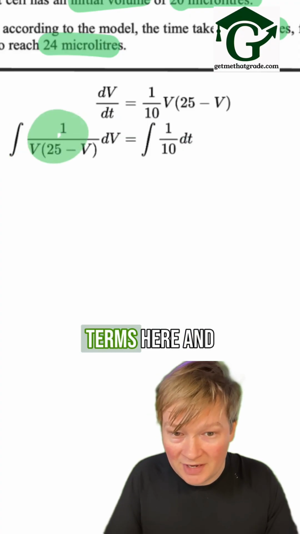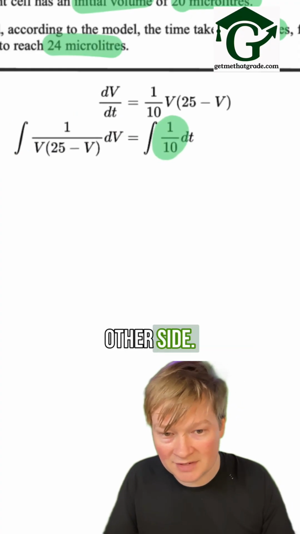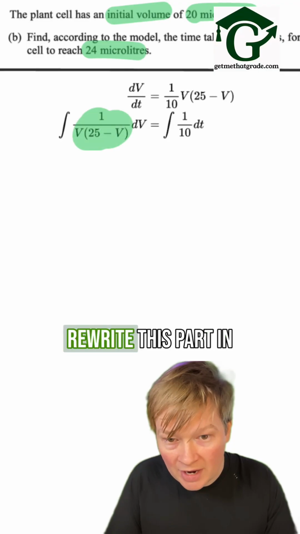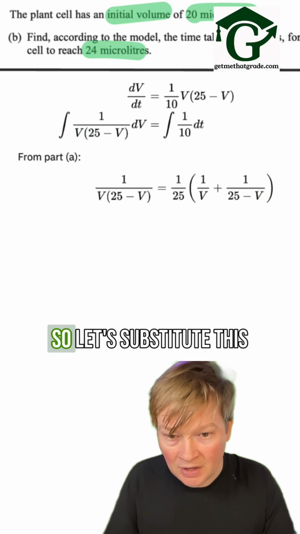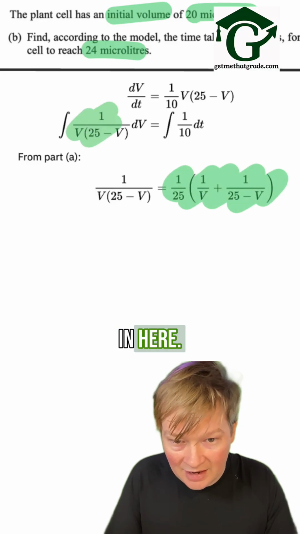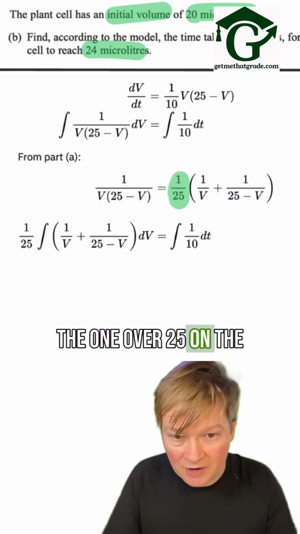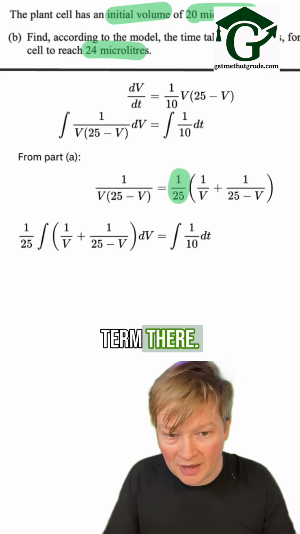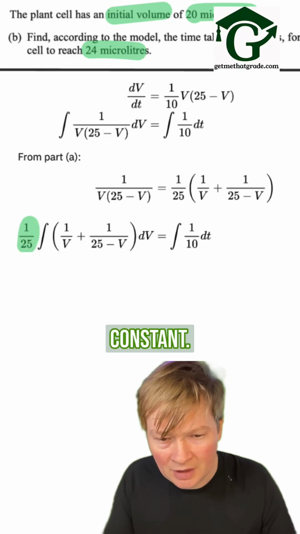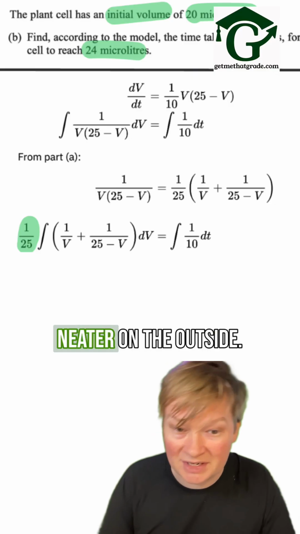So we've got all of the V terms here and everything else on the other side. From part A, we can rewrite this part in partial fractions to help us to integrate this. So let's substitute this in here. I'm just going to leave the 1/25 on the outside of the integral. I'm allowed to do that because there's no V term there. It's just a multiplicative constant. You can leave it on the inside if you like. I just think it looks neater on the outside.